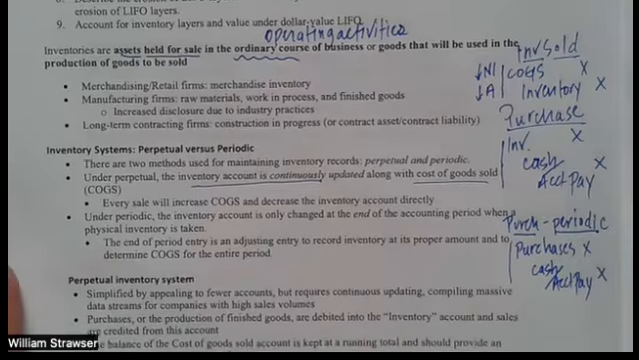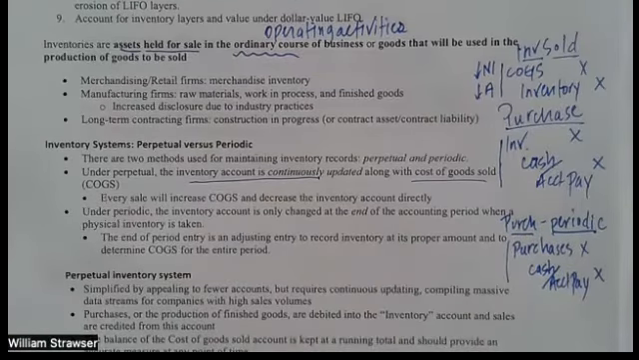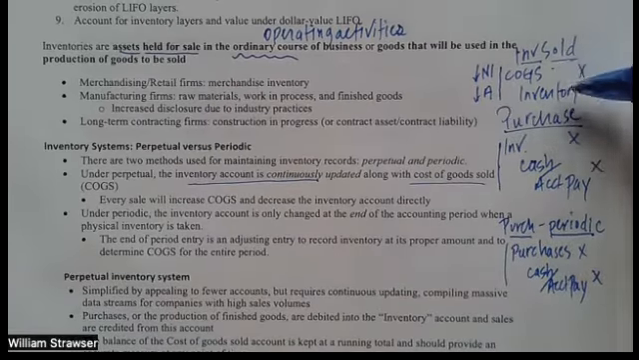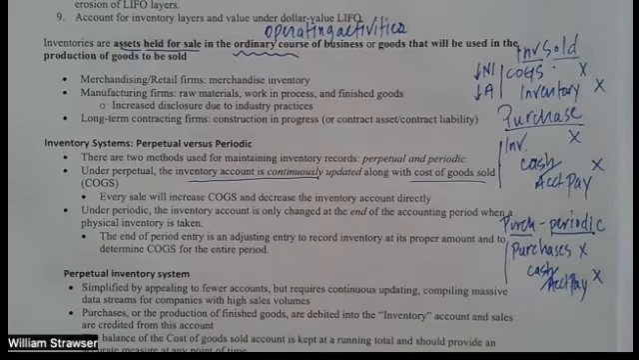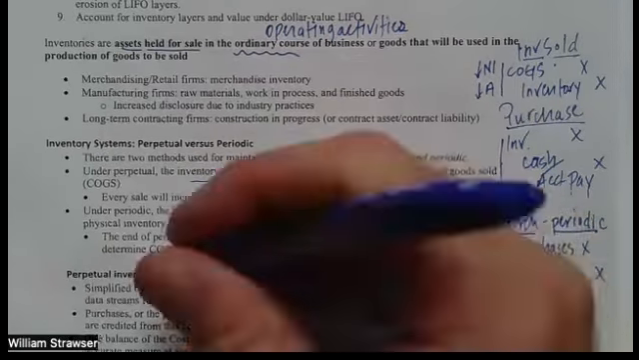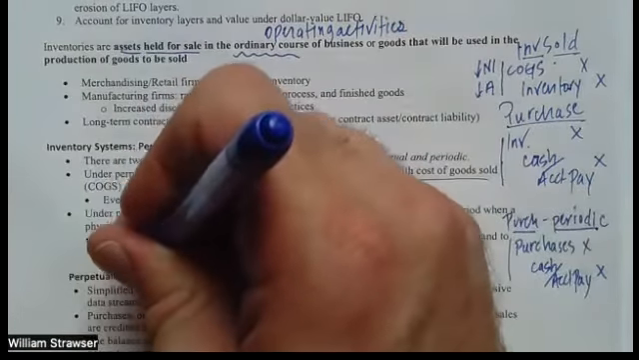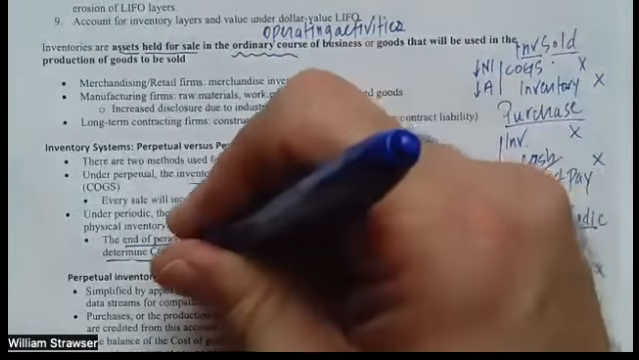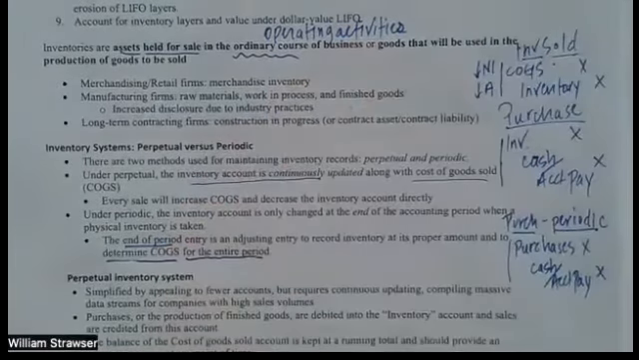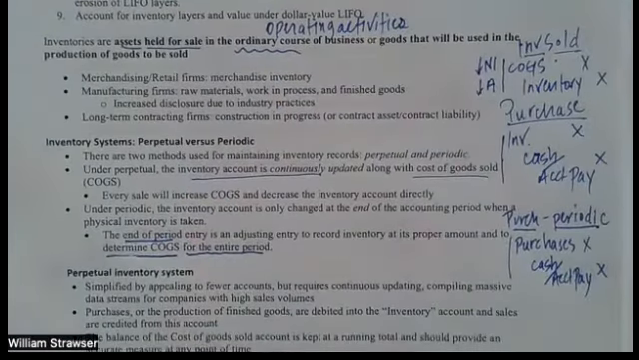Even at the time of sale, even when I sell something, I record the cash or the account receivable, I credit the sales revenue, but I make no debit to cost of goods sold or credit to inventory at that time. I wait to the end of the period and I make an adjusting entry to determine the cost of goods sold for all of my sales during the entire period at the end of that time period, whether that's a quarter, a month, or a year.